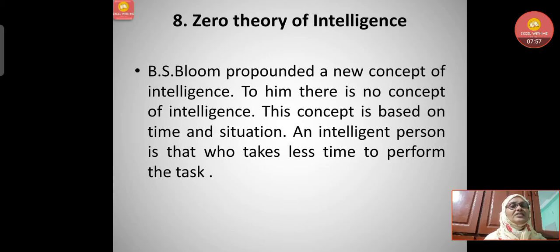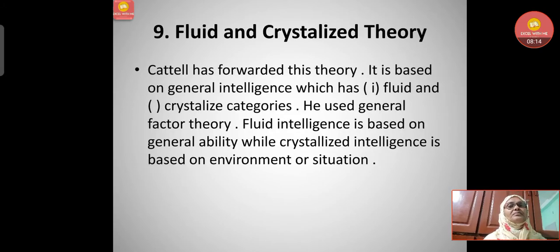In his concept, what he says is that according to the situation and according to the time, the person will change and behave. Who can be the intelligent person? The one who will perform the best things in less time in a task, he says.